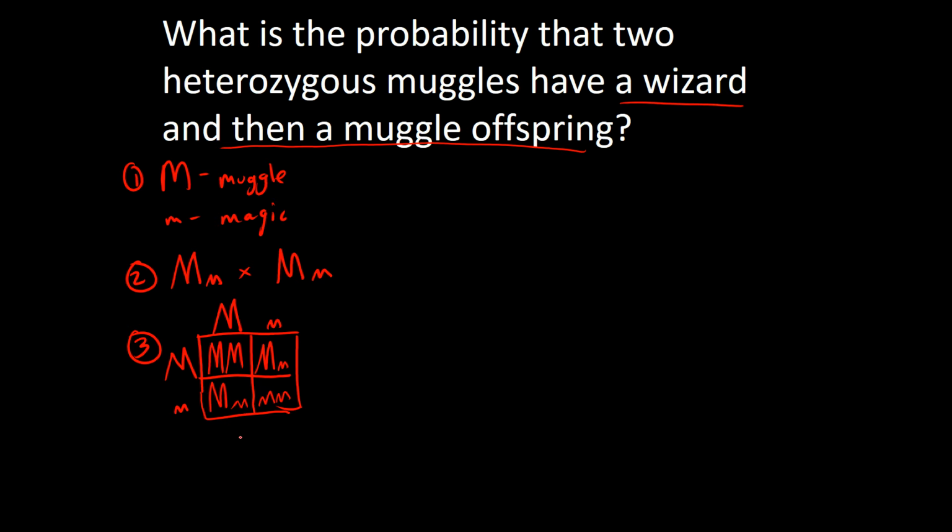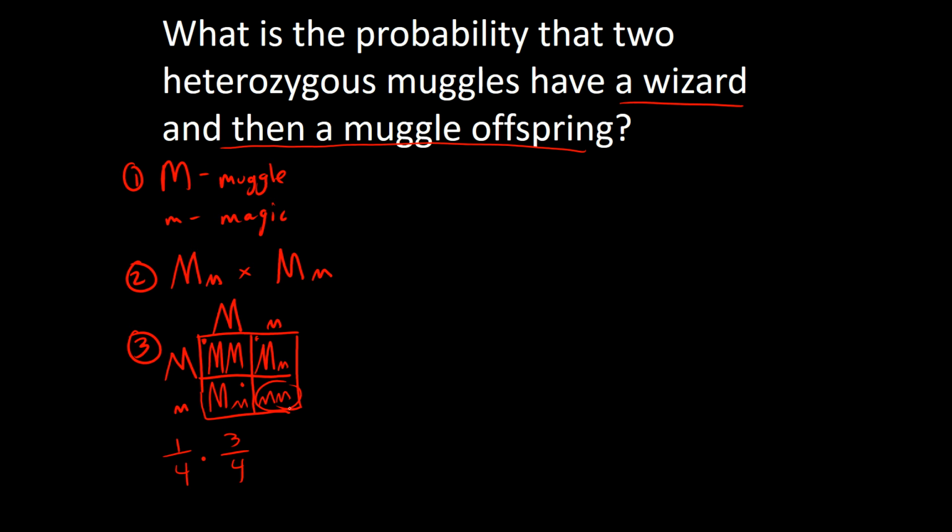Okay. So let's see. How many muggles do we have? Well, this one is a muggle, this one's a muggle, and this one's a muggle, right? So 3 out of the 4 are muggles. So 3 out of 4 is the probability of the second one, a muggle. And what is the first one? So have a wizard first. So 1 out of the 4 is a wizard. 3 out of 4 are muggles.